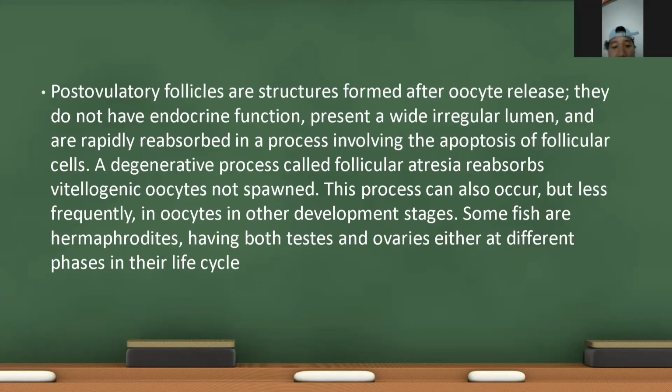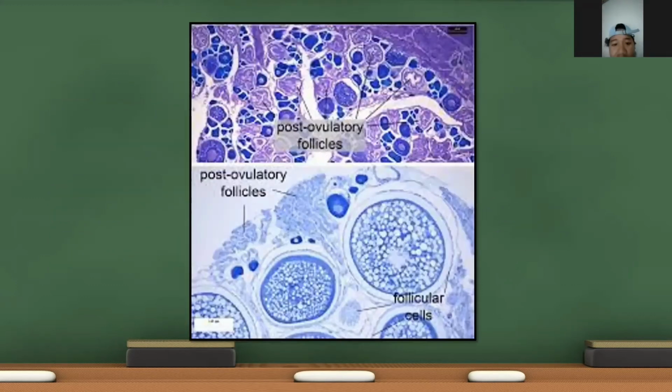Tapos, saan na yung picture? Ayan. Ito yung example ng post-ovulatory follicles guys. Nare-release sila kapag nare-release na yung eggs ng isda. Kasama yan sila guys. May eggs dyan, no? Tapos yung post-ovulatory follicles is nasa labas lang siya. Kumbaga, parang liquid type siya.